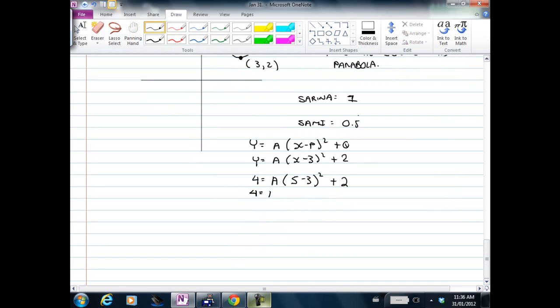4 equals A. Watch, you've got to do brackets first. So this is going to be 2 squared. Take it nice and easy. Plus 2. I'm going to leave this for you to solve now. You can solve this in grade 9 math. Show me that you passed grade 9 by solving for A.